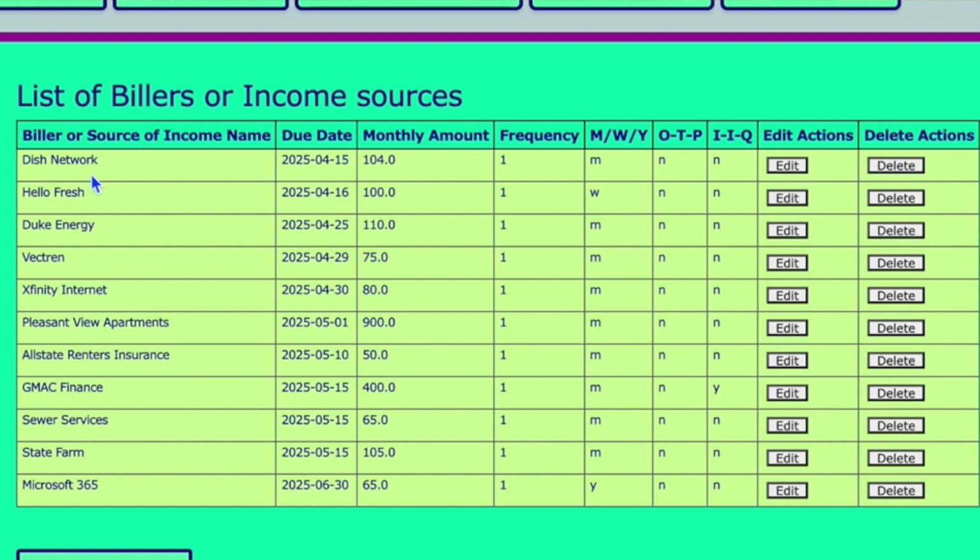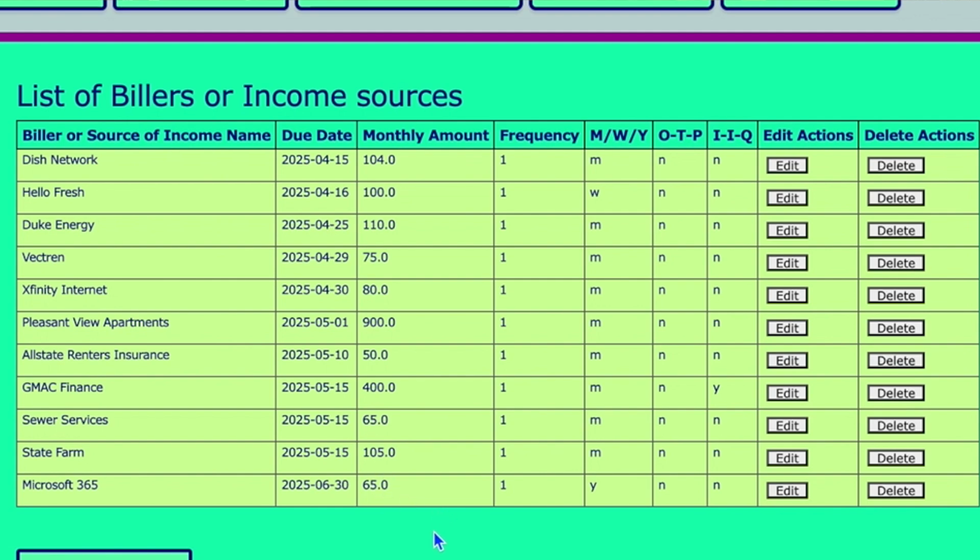we said they had a Dish Network. They had HelloFresh, which are the meals that they deliver to your door. We have this set up as a weekly bill, $100 a week. Duke Energy, this is monthly, $110 a month. Vectren for gas, $75 a month. They also have internet service, that's $80 a month. They have rent, $900. They have renter's insurance. They have, we said this was for a truck payment, $400 a month. Sewer bill, car insurance, and they have a Microsoft 365 subscription yearly, $65.